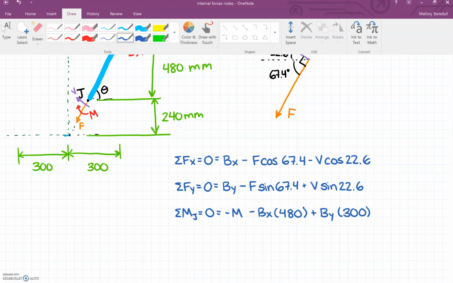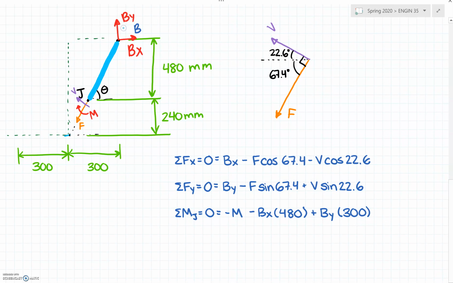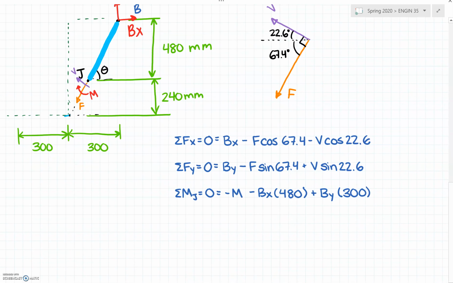Remember that the values for Bx and By are both negative, so when I plug into these equations, I have negative M minus, and then I plug in that negative value I got previously, minus 328 times 480, and plus By was a negative 3.